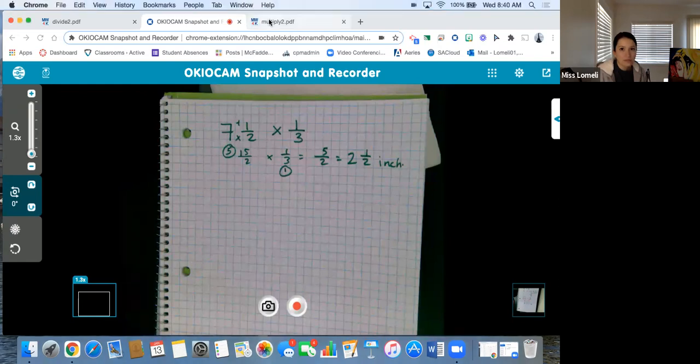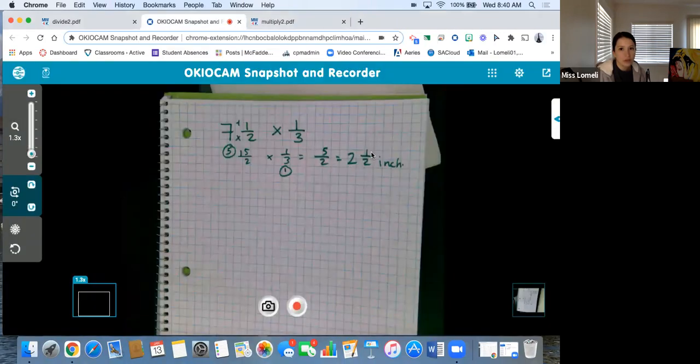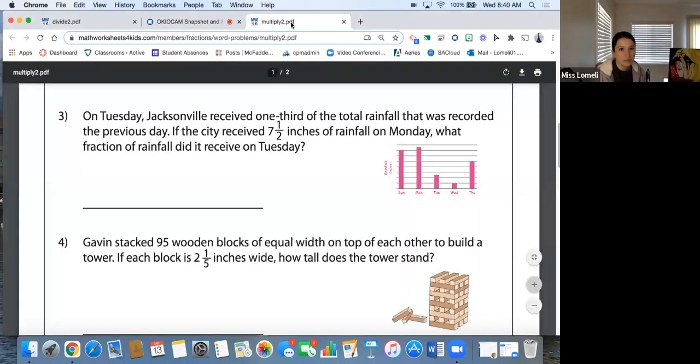So again, what fraction of the rainfall did it receive on Tuesday? It received 2.5 inches of rainfall.